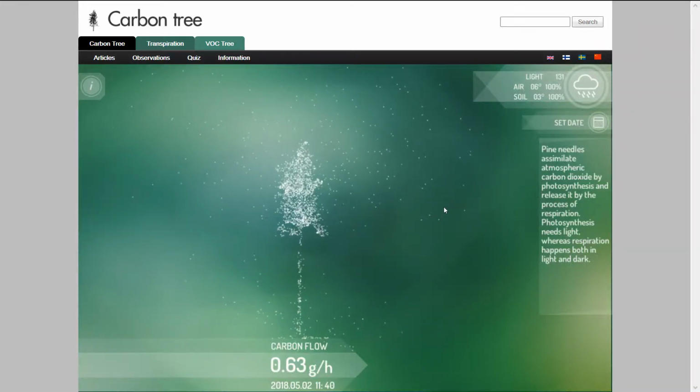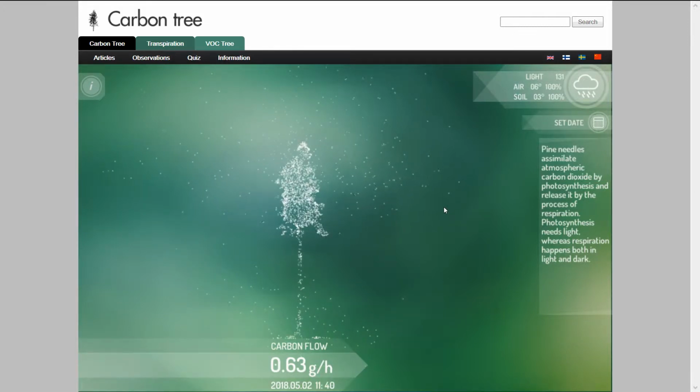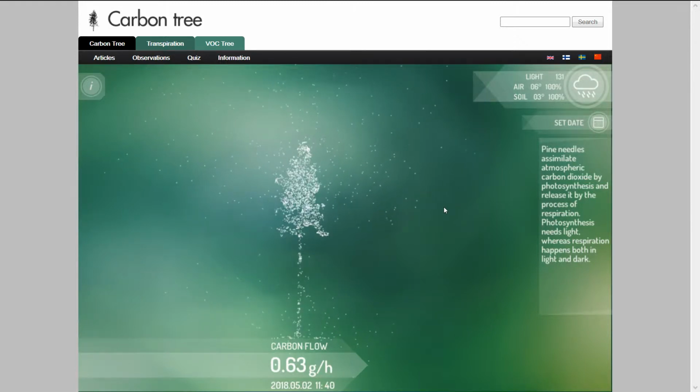This is the carbon tree animation. It's an interactive tool for teaching, and it will show you how Scots Pine is fixing and releasing carbon. The tree here reflects the real Scots Pine, which is located at Smear 2 measurement station in southern Finland.